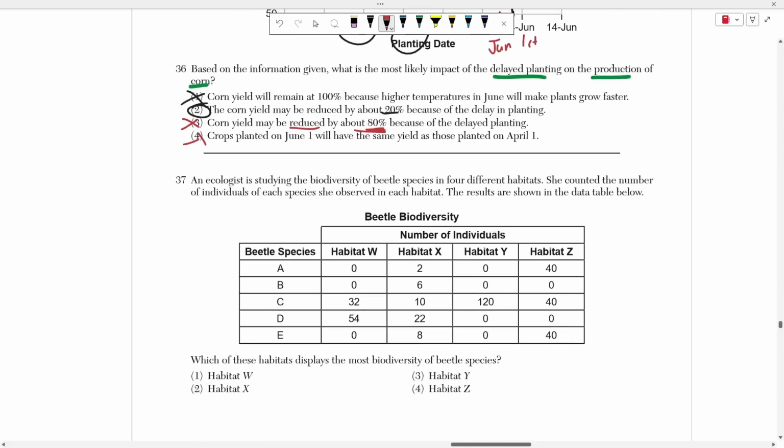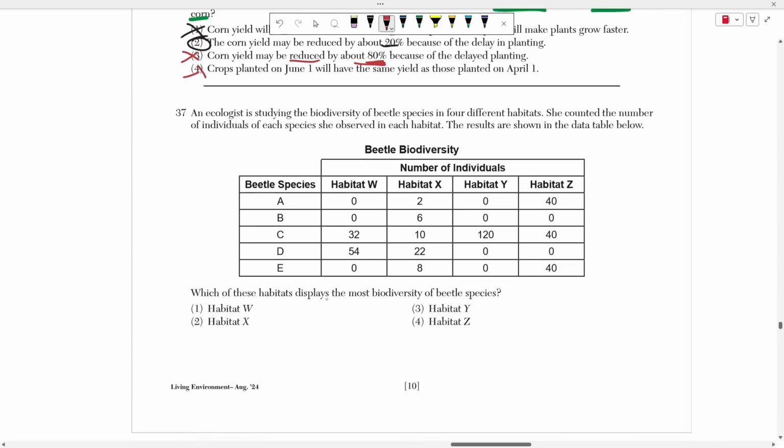37 says an ecologist is studying the biodiversity of beetle species in 4 different habitats. She counted the number of individuals of each species she observed in each habitat, and the results are shown in the data table below. Which one of these habitats displayed the most biodiversity of beetle species? So biodiversity is just how many different species you have inside of an environment. So something that has high biodiversity will have a lot of different species inside of an environment.